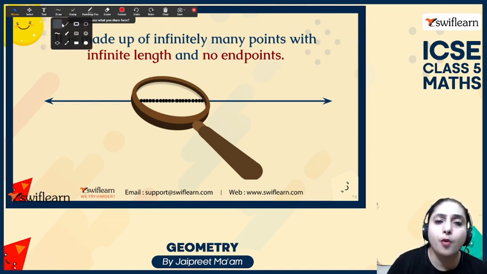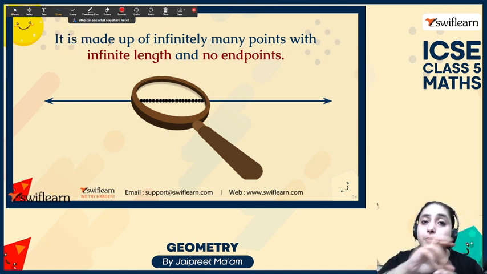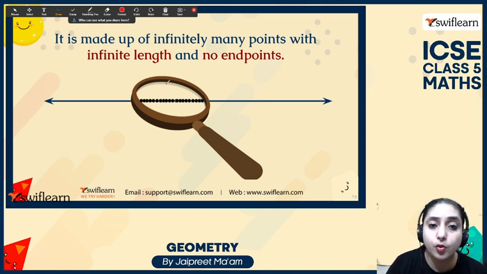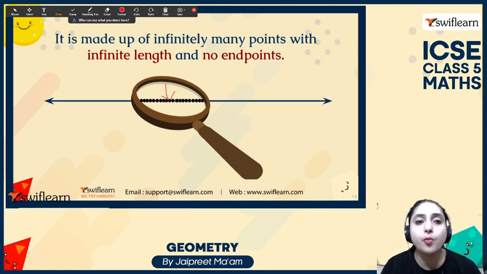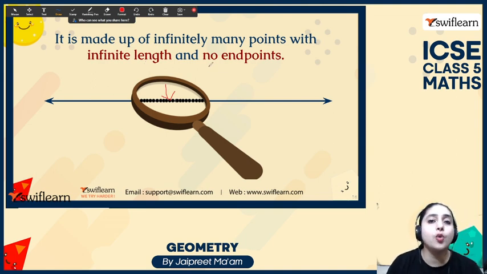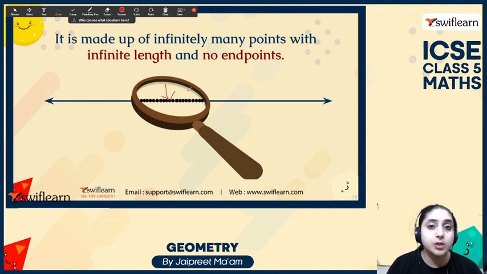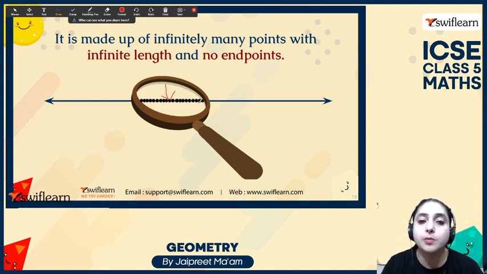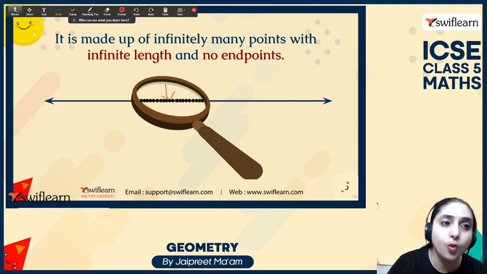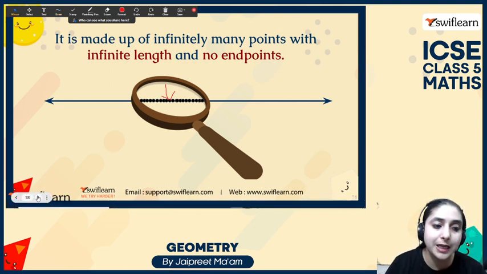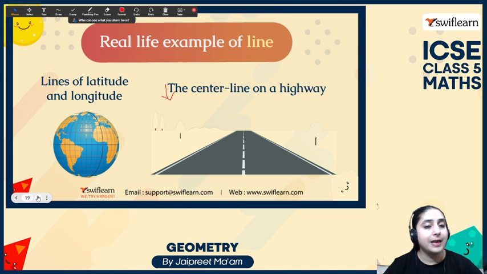As I told you, a line segment is also made up of many points. You can see here, a line is made up of infinitely many points with infinite length and no endpoints. Like this, small points, very close to each other. If we look carefully, it is made up of small points with no endpoints. That means we can extend it.